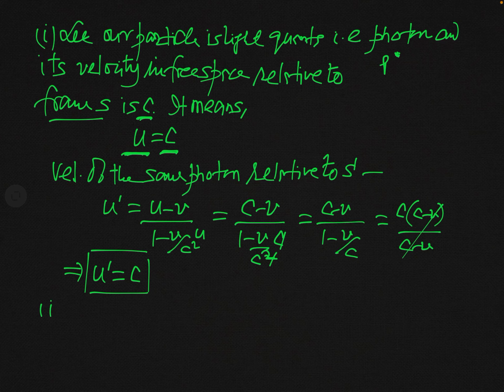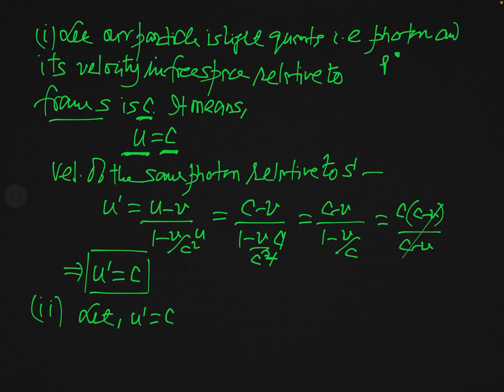Now just we consider that velocity of photon or light is c with respect to the moving frame, and then we will actually find its velocity in frame S. You will again find that this velocity will be again c. But how? You can see here. Now let u prime equal to c.